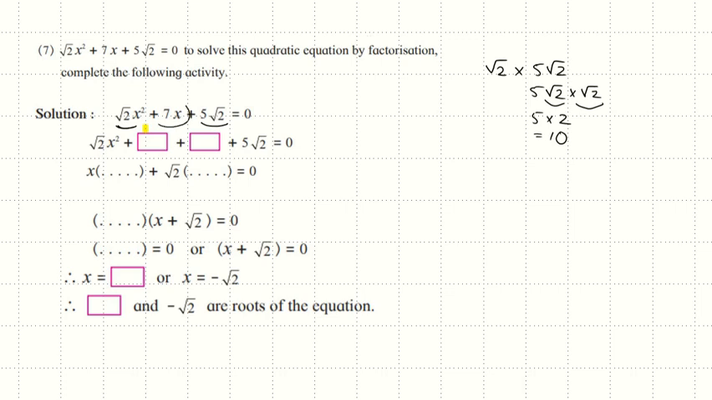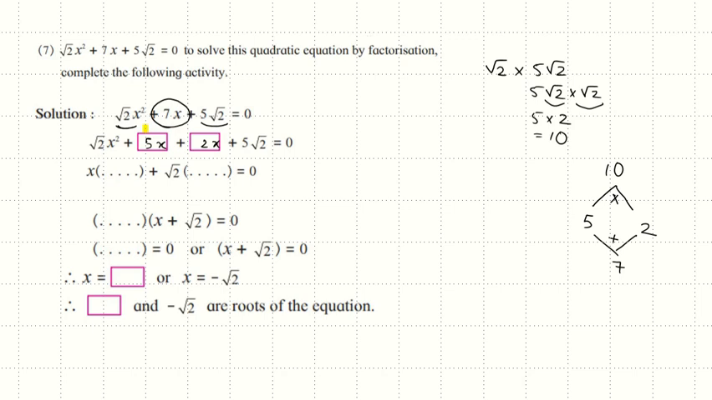And the middle term is plus 7x. So we need to find such numbers whose multiplication will give us 10 and whose addition will give us 7. So what are the numbers? That is 5 into 2 is 10 and 5 plus 2 will give us 7. So how we will write this? Here it will come as 5x and here it will come as 2x. Therefore, root 2 x square plus 5x plus 2x plus 5 root 2 is equal to 0.